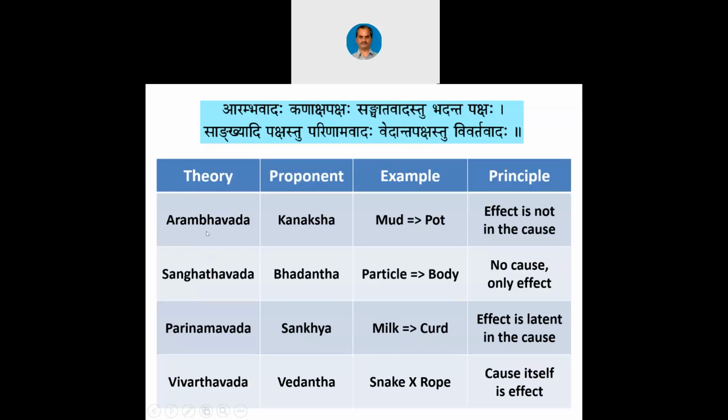Now, this particular opinion says that mud should be there in the beginning, then a pot will happen. Because of the mud, the pot is happening, and the pot is an effect. The pot is not in the mud. Mud became a pot, which means the effect is not in the cause. The pot is an effect, mud is a cause. Through mud, a pot can be made.